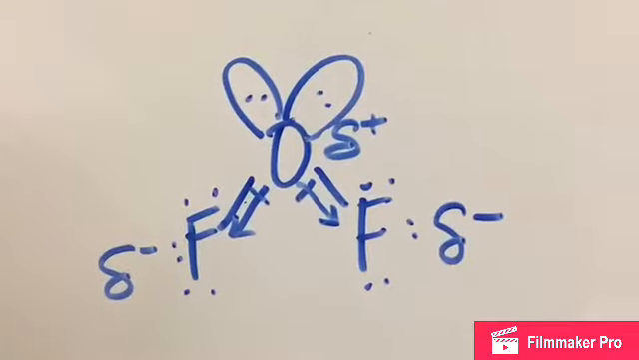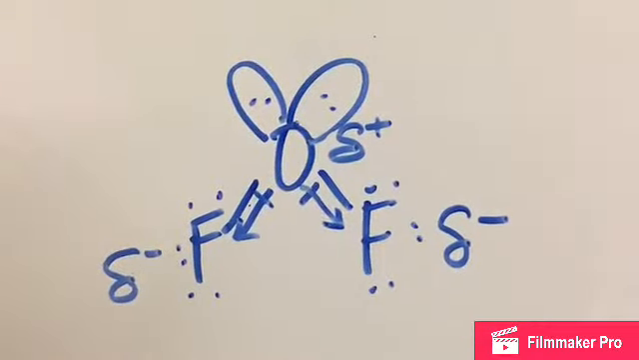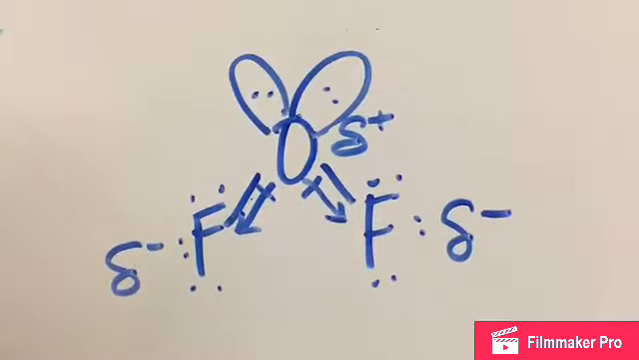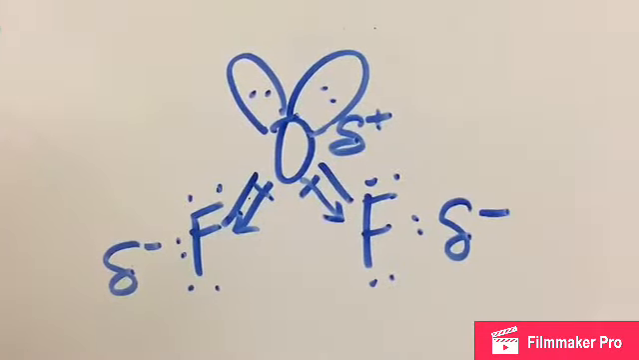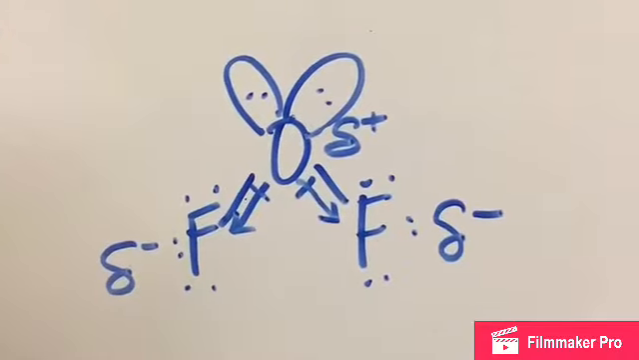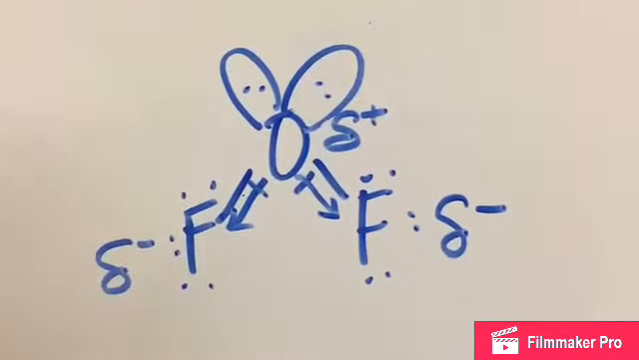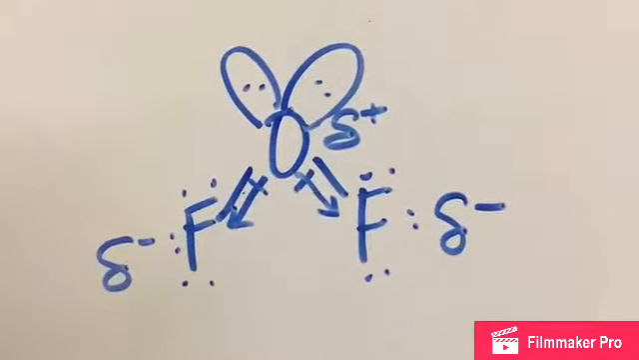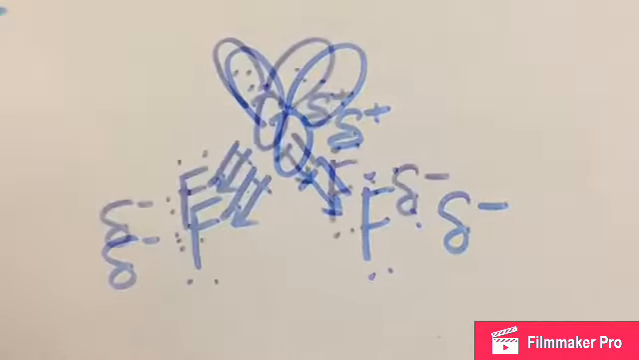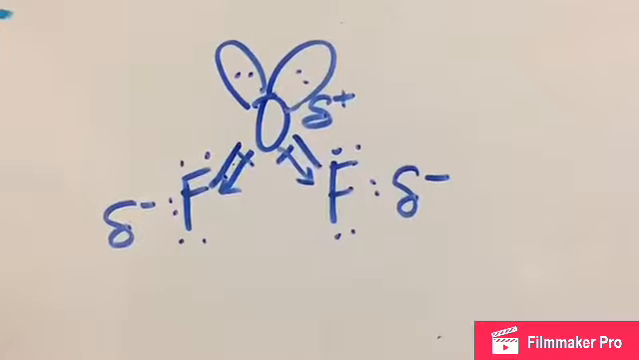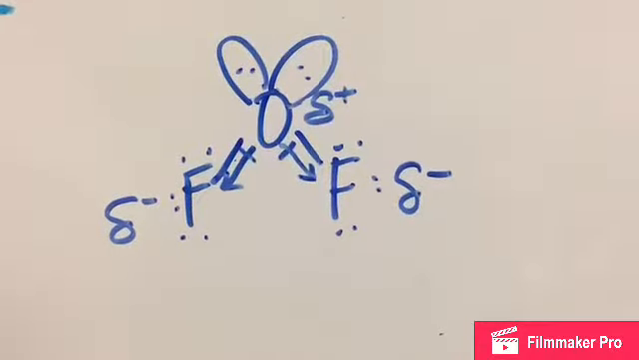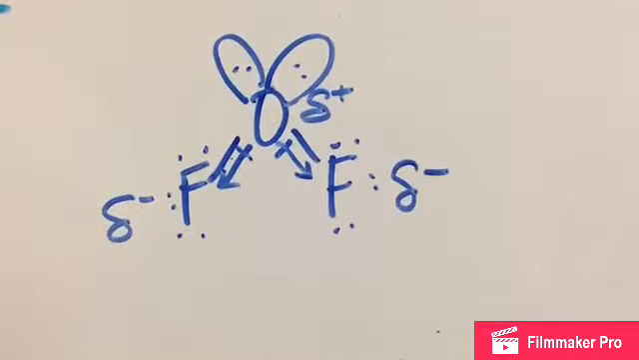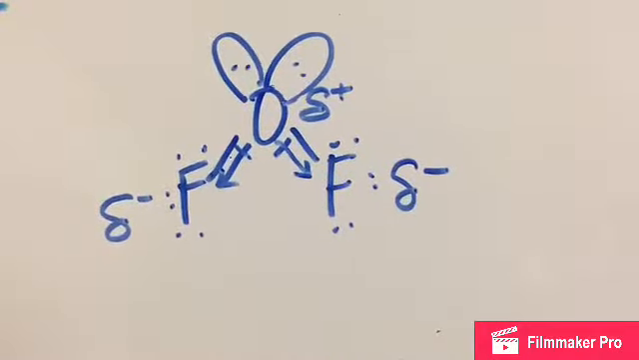Now let's use the bond dipoles and the domain geometry to determine if this molecule is polar or not. So we know that the molecule has 4 domains and is tetrahedral. This will create an unequal pulling of electrons, so there will be a net dipole. This means that the molecule is polar.